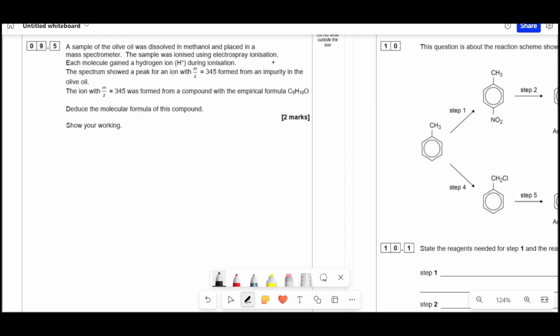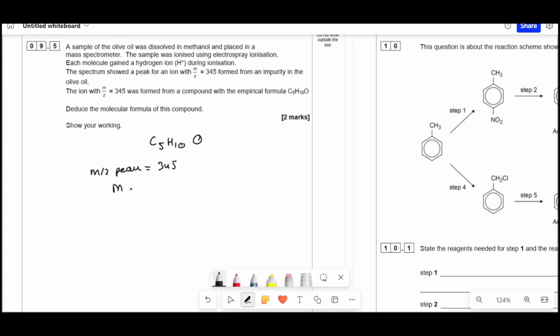The ion with the m/z of 345 is formed from a compound with an empirical formula of that. Deduce the molecular formula of this compound. So all they've told you is that the empirical formula of this mysterious thing is C5H10O, and we know that this m/z peak we see is 345, right? But they've told you in this question that every single one of these has gained an H+.